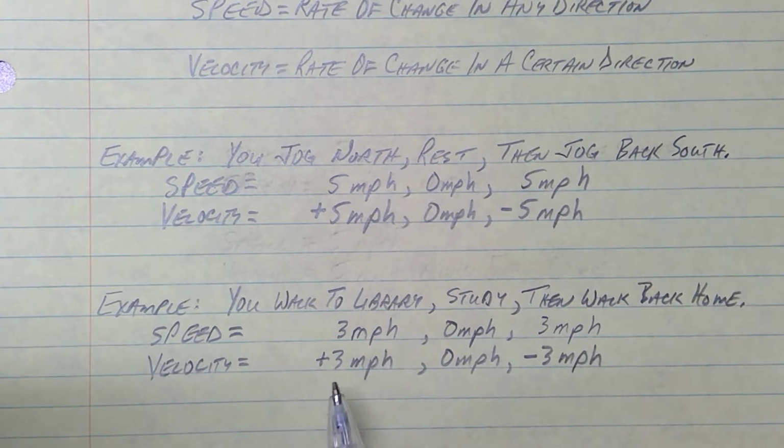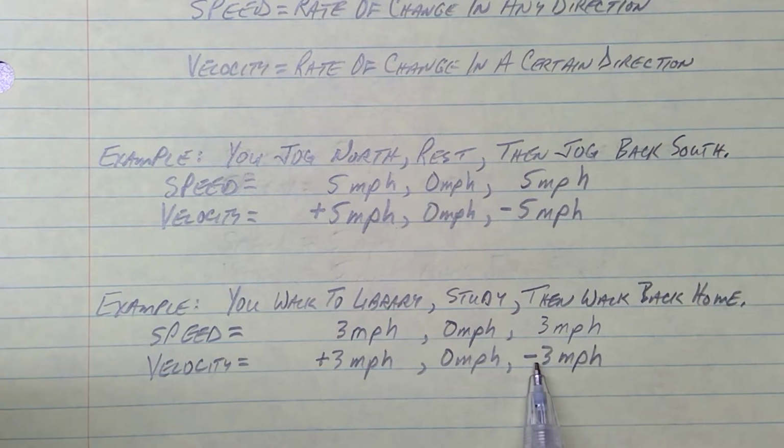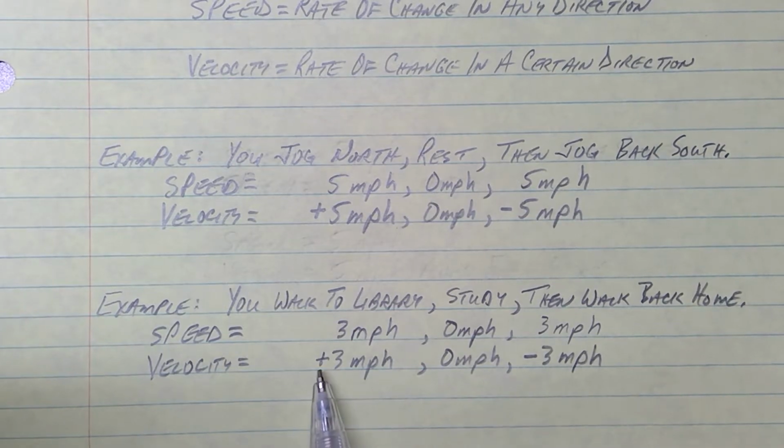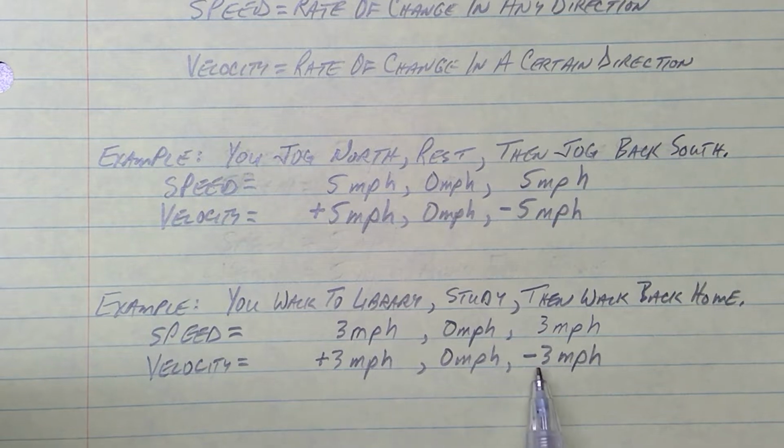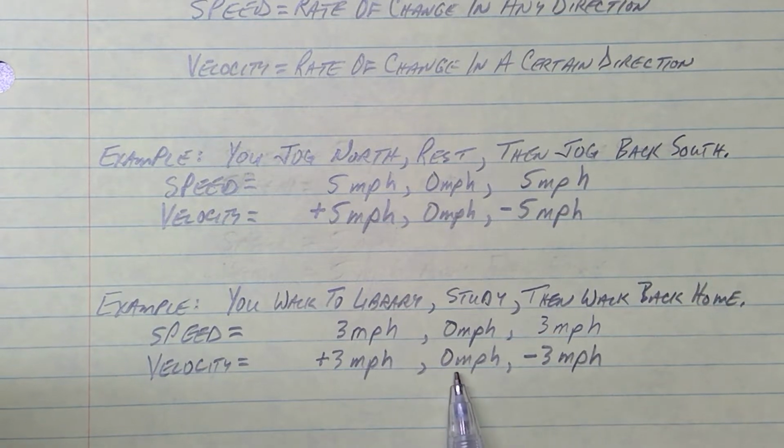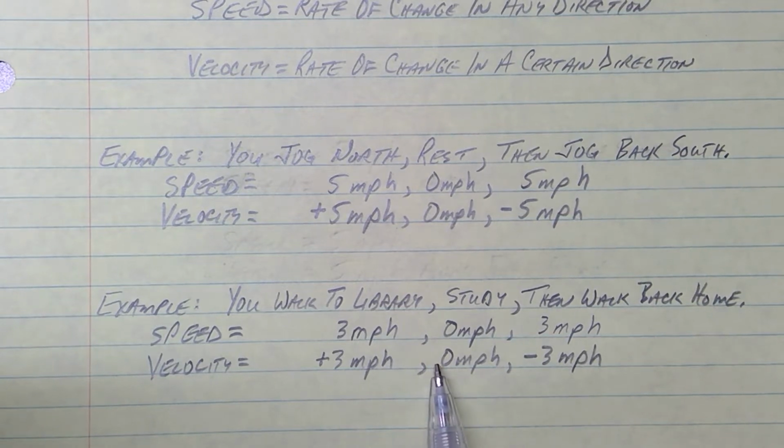But velocity adds direction. All right, you could say away from home is plus, and headed back home is negative. Or you could say going to the library is plus and coming back from the library is minus. All right, but just make sure you label where you're going with your speed. When you're talking about velocity, which way are you going? I'm going away from home, I'm going back home. And here I'm just sitting here studying, so there's no positive or negative.